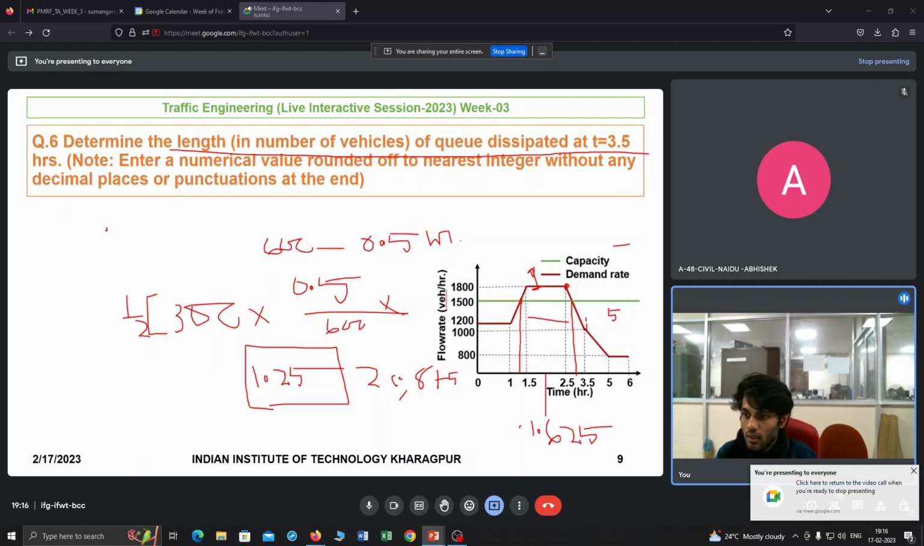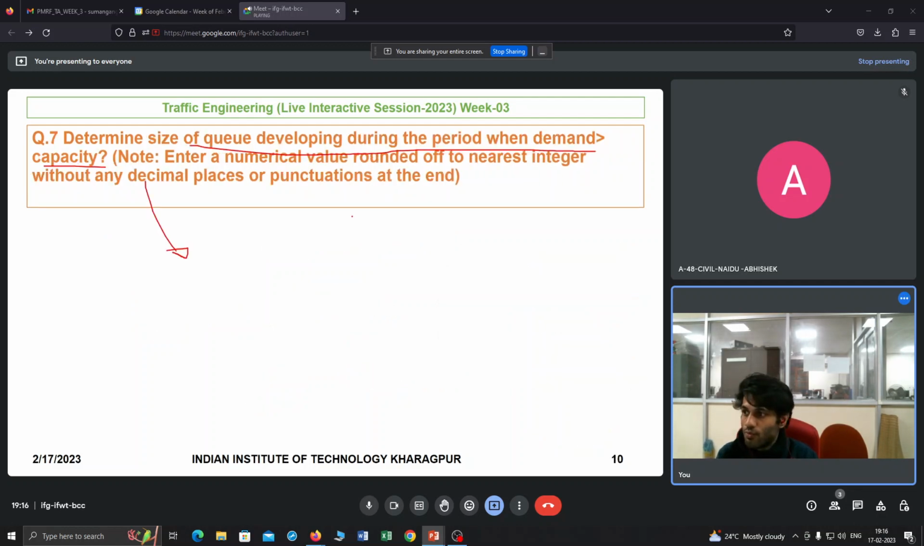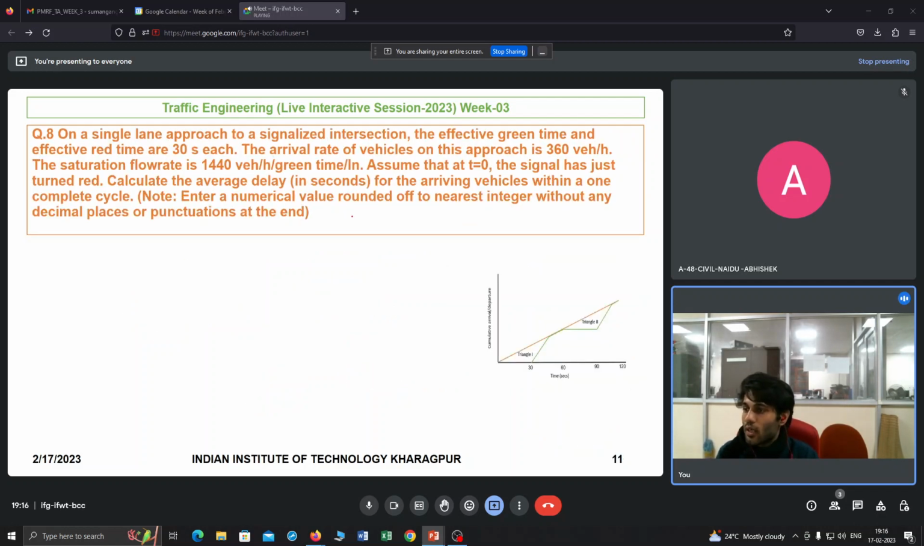It will be just in this area, right? It's a trapezoid, so it's a trapezoidal area. Either you can do the trapezoid directly. The formula is half into the sum of the parallel sides, into the height. The other thing you can do is take two triangles and one rectangle. That area is the number of queued vehicles. Okay, now do it.